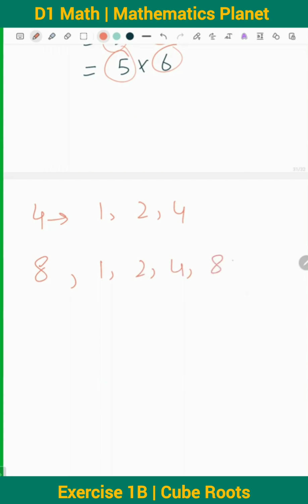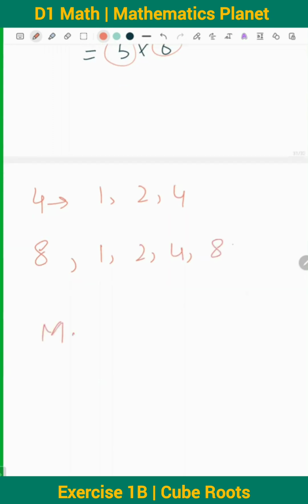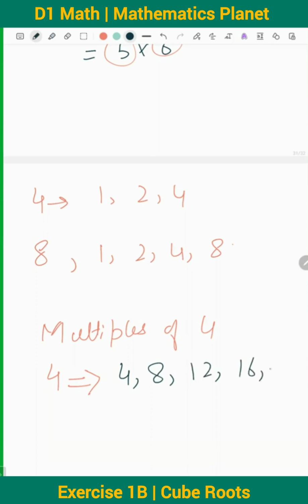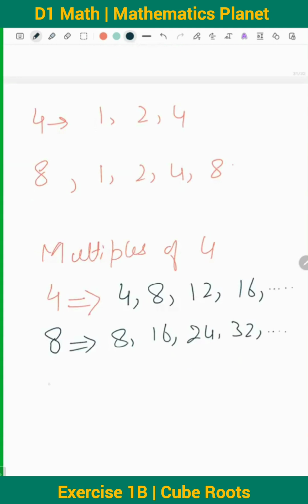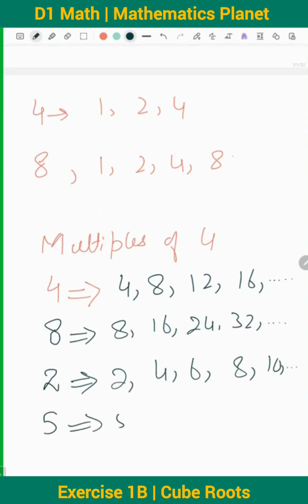Now if I ask you what are multiples of 4? Multiples: 4, 8, 12, 16. Carry on. What are multiples of 8? 8, 16, 24, 32. Carry on. 36. What are multiples of 2? 2, 4, 6, 8, 10. What are multiples of 5? 5, 10, 15.